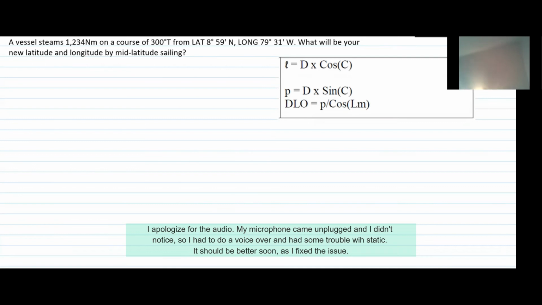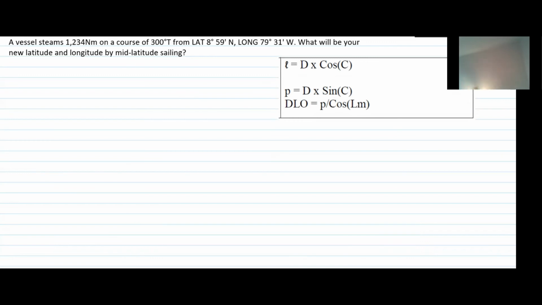This is the next problem we will be working on. We will be using the equations from the right-hand side of the list that was provided to you at the beginning of the video. These formulas are little l equals d times cosine of c, p equals d times sine of c, and d low equals p divided by cosine of lm.